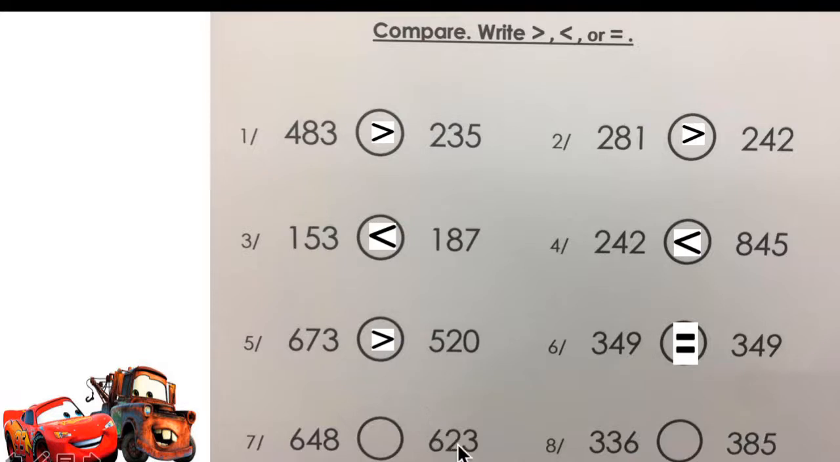648, 623. We cannot use the hundreds to compare. We use the tens. 4 and 2. Which one is greater? 4. The Pac-Man will eat 4, the greater number. 336, 385. We cannot use the hundreds because 3 and 3 is the same. We will use the tens. Here we have 3 tens, here we have 8 tens. Which one is more, 3 or 8? 8 is more. That means that side.